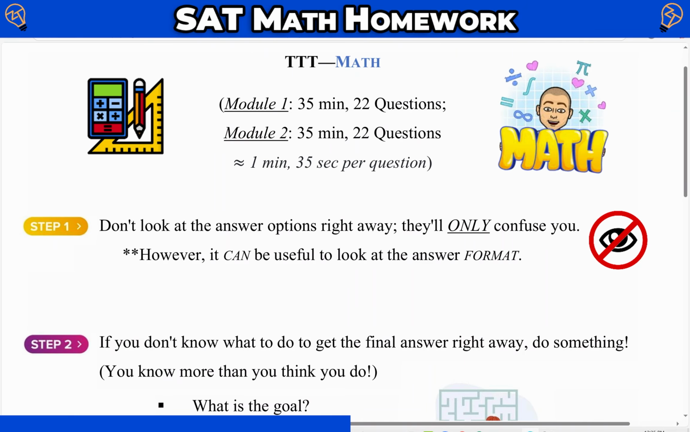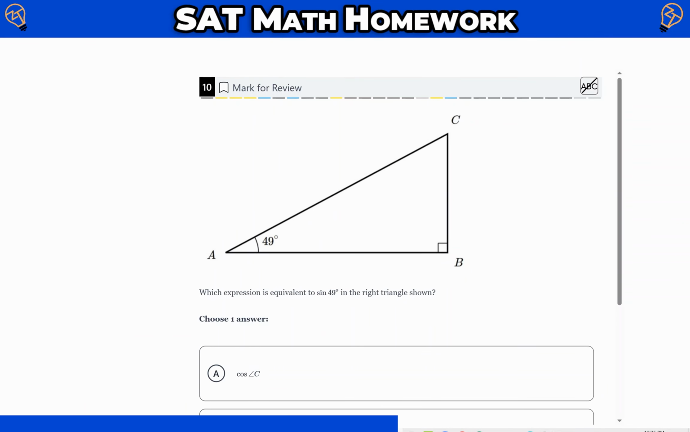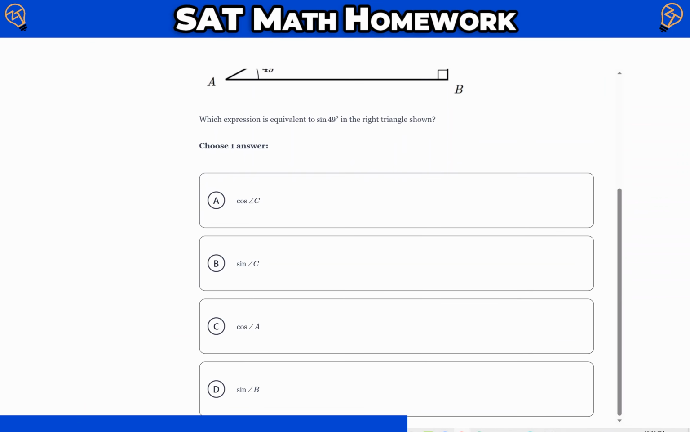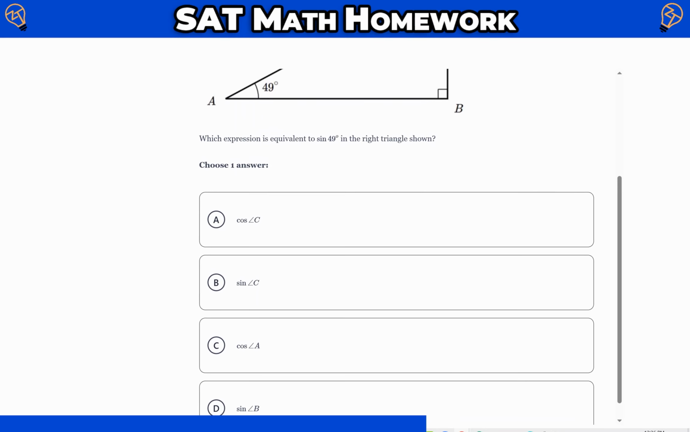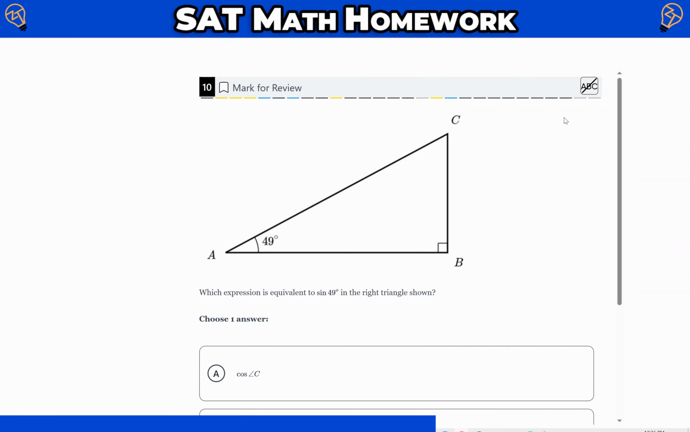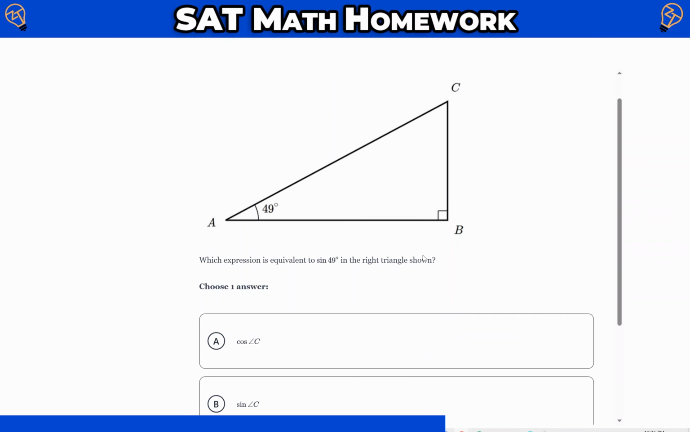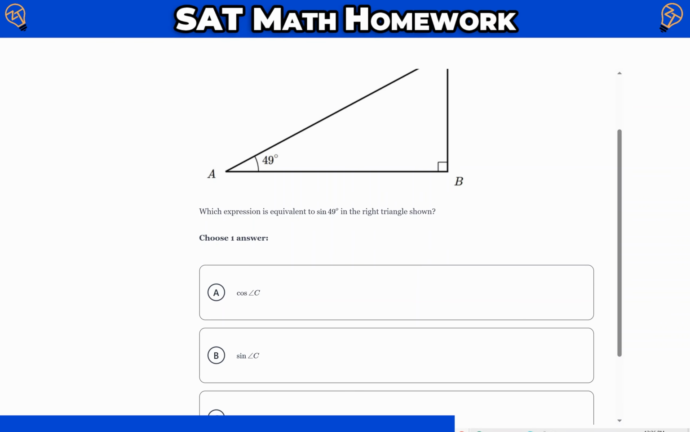Well, we know according to my triple T document, we don't want to look at the answer options right away. It's not going to get us the answer. They'll usually just confuse you. However, it can be useful to look at the answer format. So notice, according to the answer format, they're trying to figure out which trigonometric function and from which angle is going to be the same as sine 49. Now, we could actually use the answer options to our advantage.